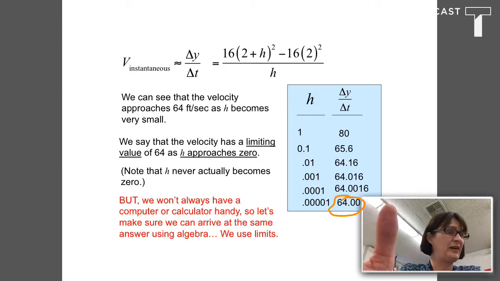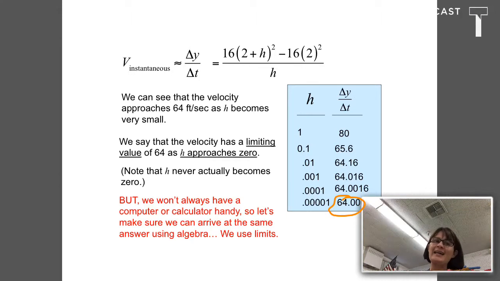And notice we did that without ever letting h become 0. We can't let h become 0 because I will definitely have a 0 in my denominator and I won't be able to evaluate the expression. So we can use this. This is great. 64 is actually the exact correct answer.